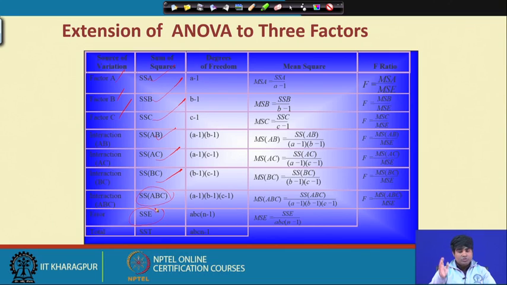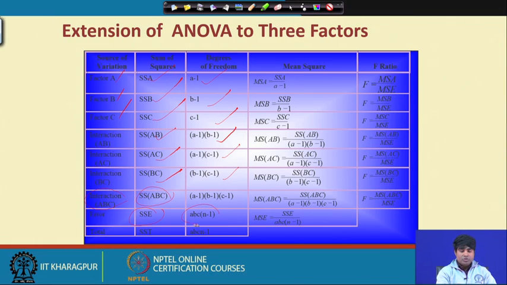In fact, the sum of squares error was also there in the case of 2-factor ANOVA, where we have two main effects and one interactive effect. Here we have 3 main effects A, B, C, and then 3 interactive effects AB, AC, BC, and then the combined effect, the interaction between A, B and C. The corresponding degrees of freedom will be A minus 1, B minus 1, C minus 1, and then A minus 1 into B minus 1, A minus 1 into C minus 1, B minus 1 into C minus 1, and then A minus 1, B minus 1, C minus 1 for the joint effect of A, B, C.